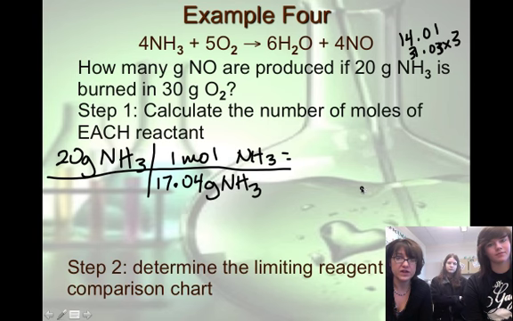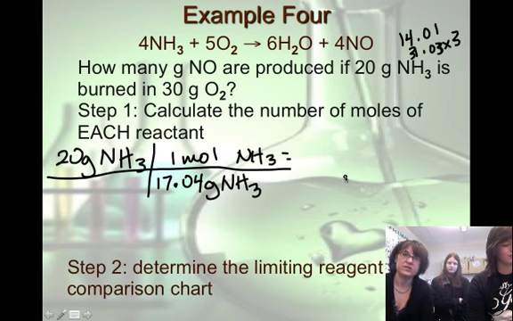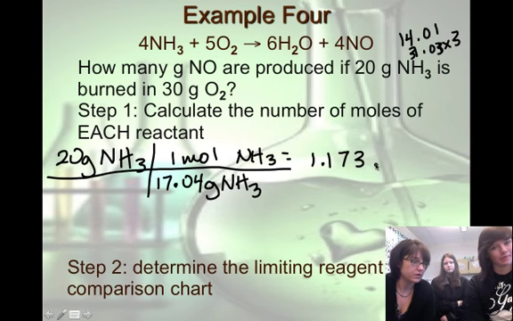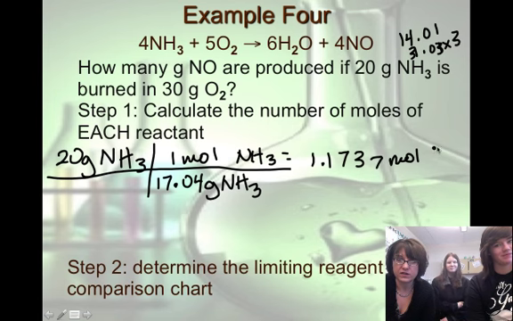And so 20 divided by 17.04. Now I'm going to let you run the show with your calculator. 20 times 1, we don't need to do that step, and then divide by 17.04. So we get 1.17, and there's more calculator digits after that, but we don't need all of that.